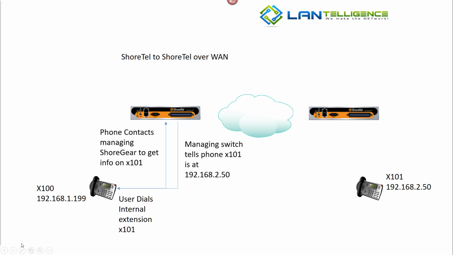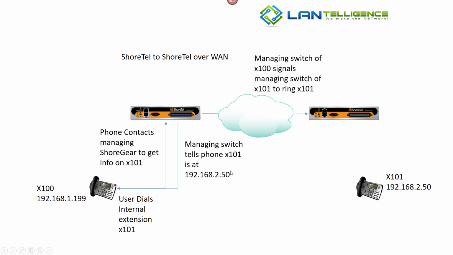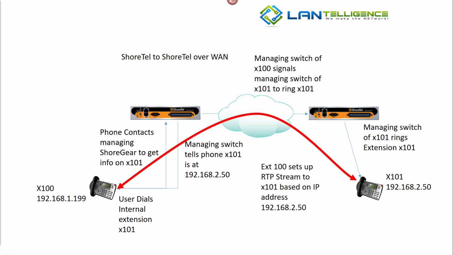At this point, when this extension goes to make that call and set up that RTP, it's going to have to route across your network and figure out a way to get to 2.50. If that route or that network is not there, it's still going to try to place that call, but it's not going to make it there, and you're going to get one-way audio. So the managing switch gets the signal that 101 is going to call, it rings that phone, and then it sends that RTP across the wide area network.